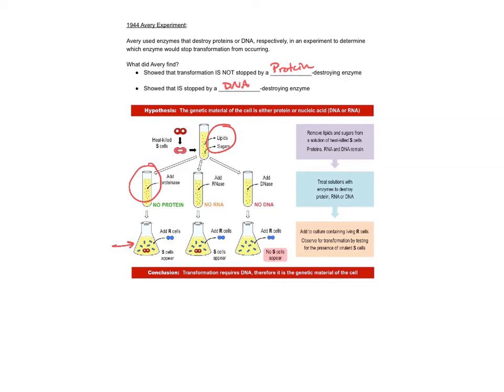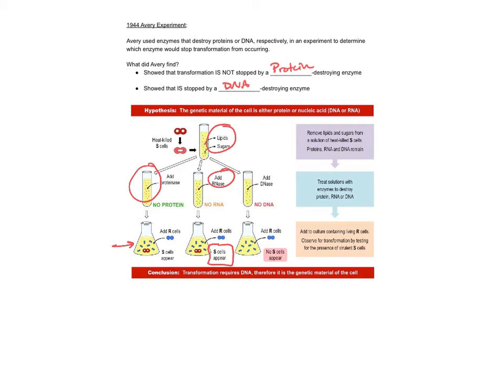Then he tried the same thing with RNase, which breaks down RNA, and he discovered that if RNA is broken down, S cells still appear, which means that RNA was not destroyed, or was destroyed and genetic information was still passed. So RNA is not the genetic material that's passed from parents to offspring and caused transformation.